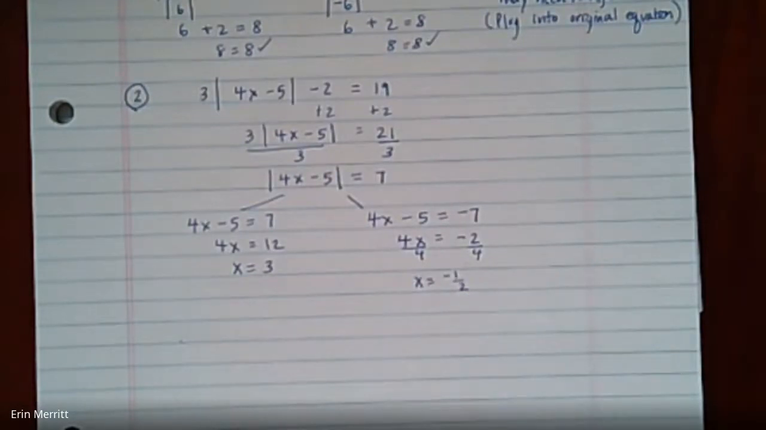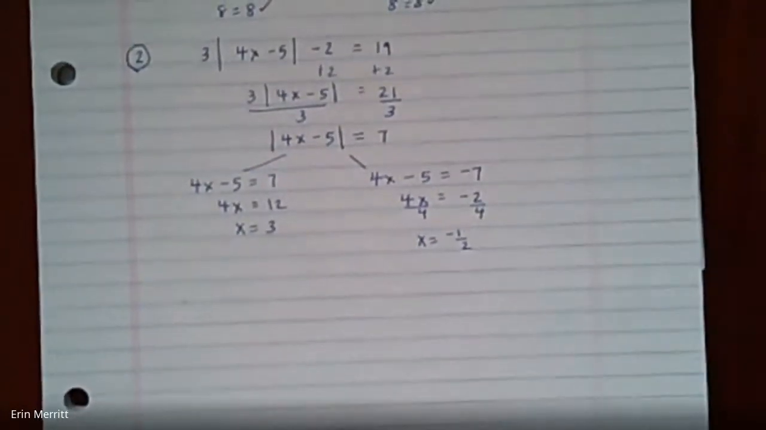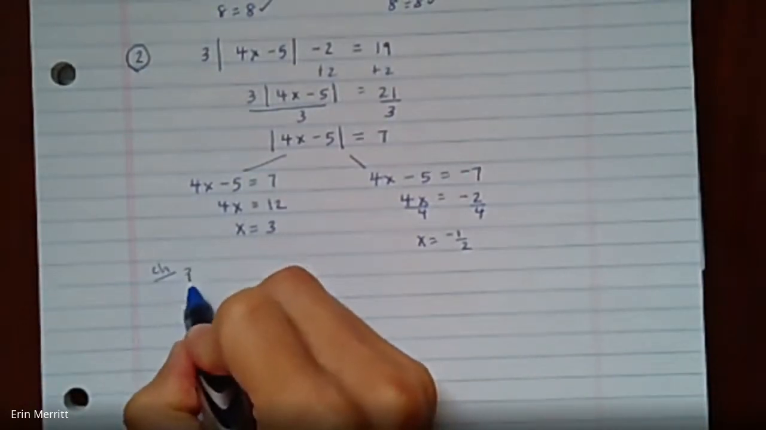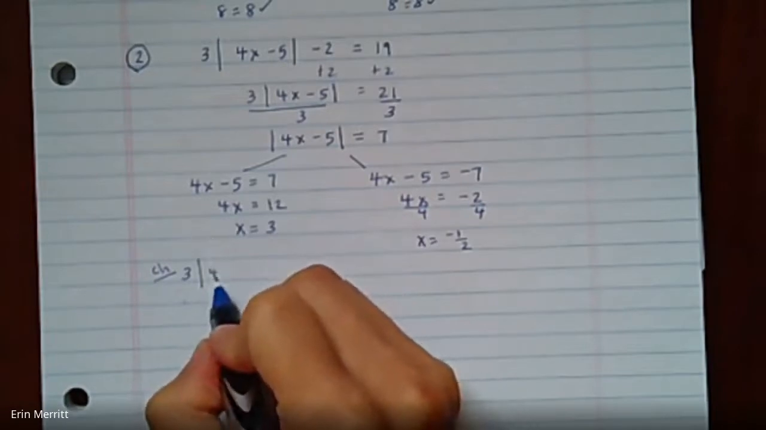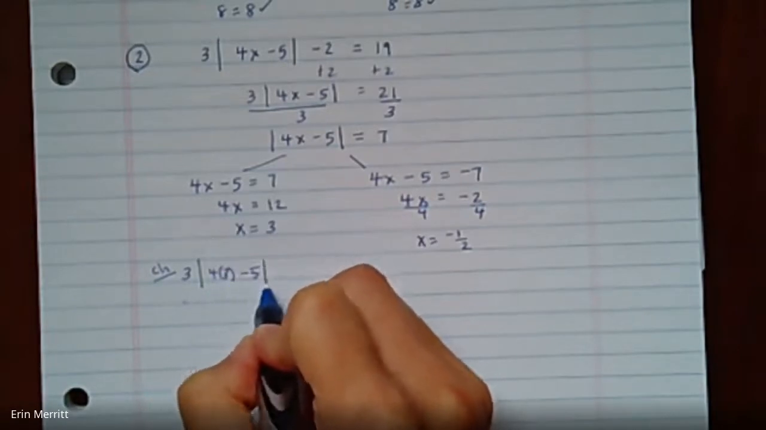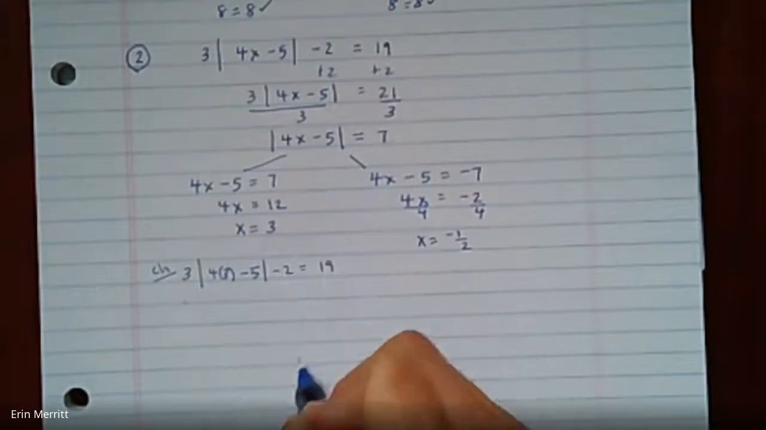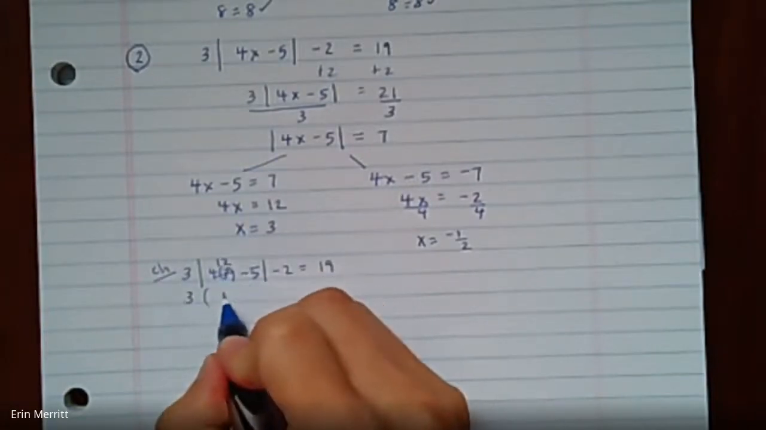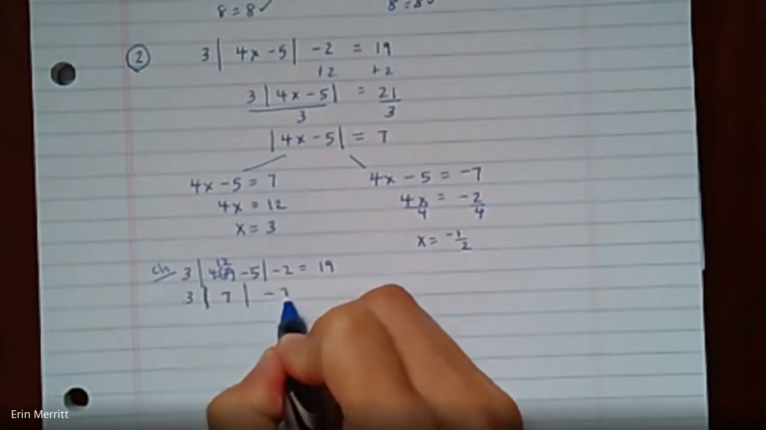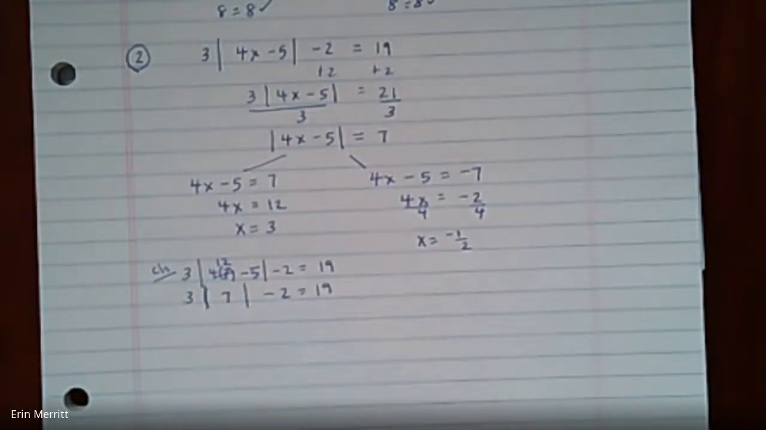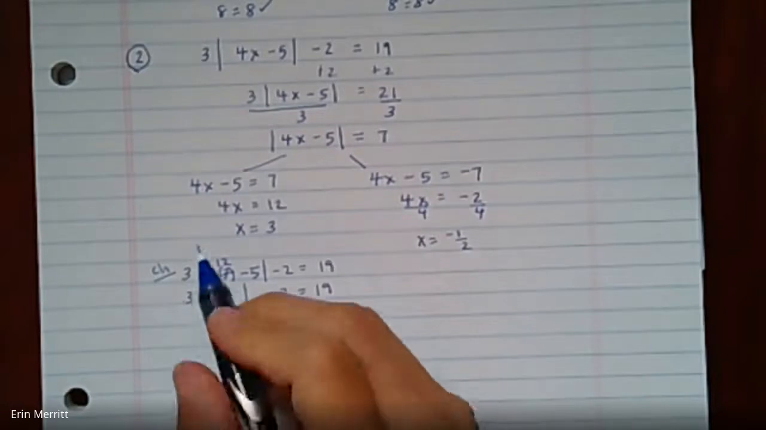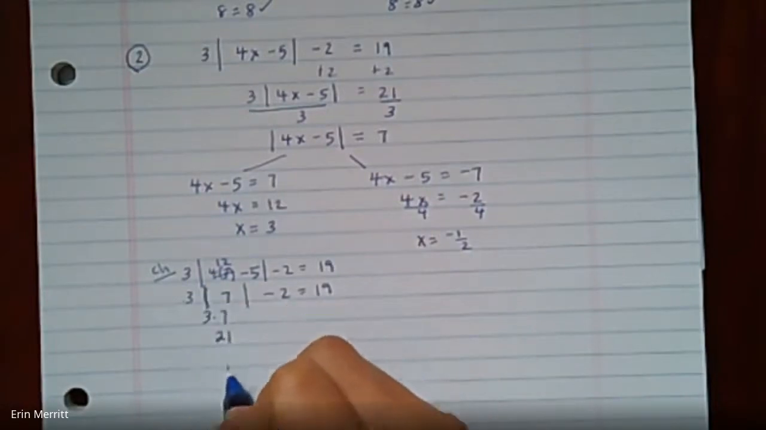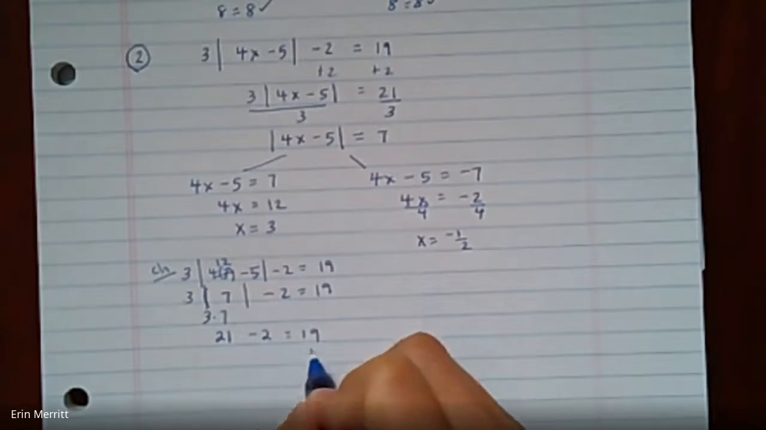All right, and then you have to check. So when you go through and check, use that original equation. So 3 times the absolute value of 4 times 3 minus 5, minus 2 equals 19. Right? So this will give you 12 minus 5, or 7. And then remember, you have to take the absolute value. So the absolute value of 7 is 7. So 3 times 7 is going to be 21 minus 2. We get 19 equals 19, and you're good.